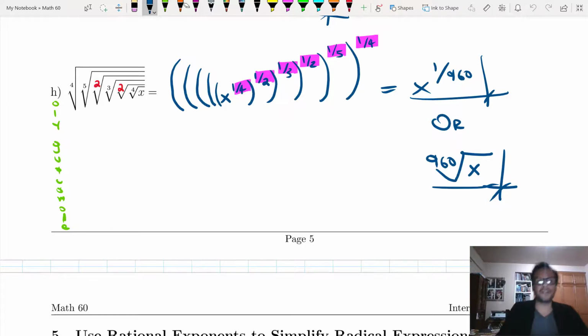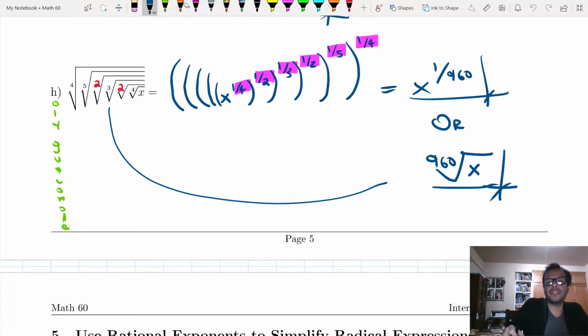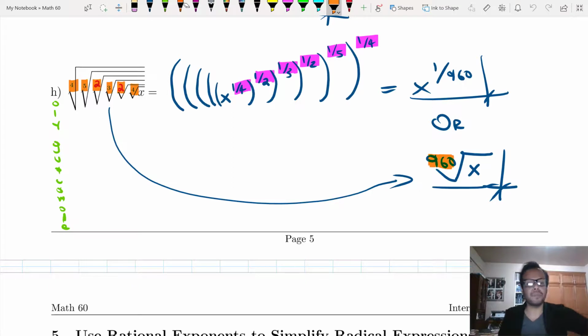So otherwise, if you want to go from here straight to that answer, all we do is multiply the numbers. 4 times 5, which is 20. 20 times 2, which is 40. 40 times 3, which is 120. 120 times 2, which is 240. 240 times 4, which is no other than 960. And just multiply numbers. That's all it is at the end, all right?